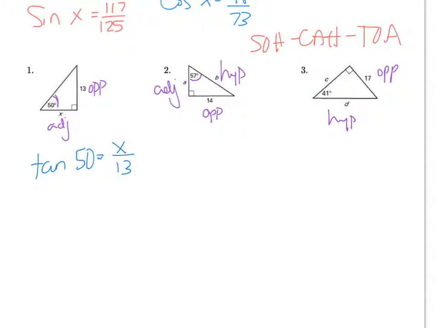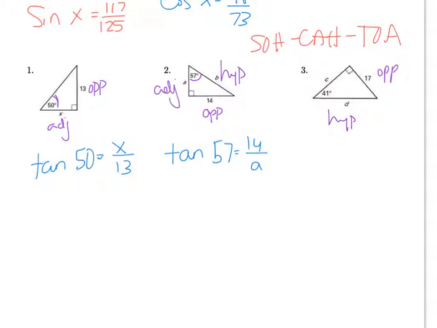And then number 2, we need 2 of them because we're looking for A and B. So I'm going to solve for A first. I know adjacent and I know my opposite. I'm going to find A first, so I have to use adjacent and opposite. So that would be the tangent again. So tangent of 57 equals 14 over A. And I know I have to do opposite over adjacent because that's the order that TOA is written.